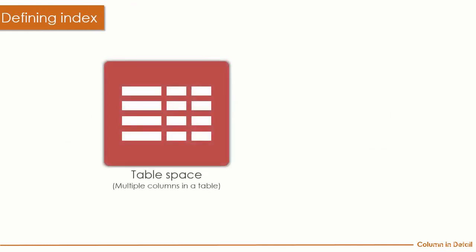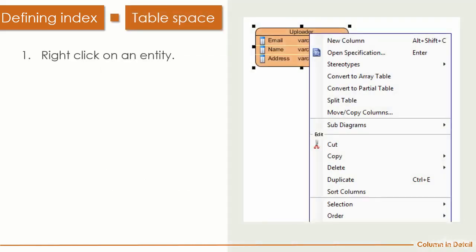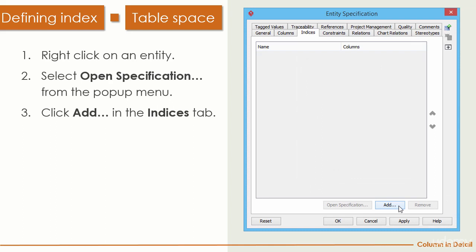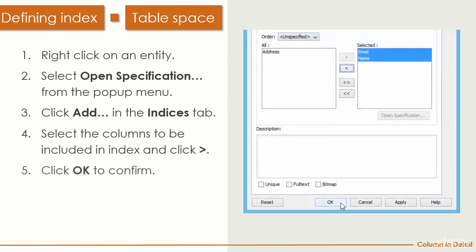Setting the index in Visual Paradigm is easy, and you have two options. You can set the index in the table space. You can have multiple columns combined to be the index, or you can specify a single column as the index. Let's take a look at the table space. To set it is easy. You just right click on the entity and open the specification. After that, you go to the Index tab in the specification dialog box and click the Add button. Then you select which columns you want to be the index and move them to the right-hand side. Left is all columns, right-hand side is the selected ones, and then click OK to confirm. Then you have set this column to be the index.